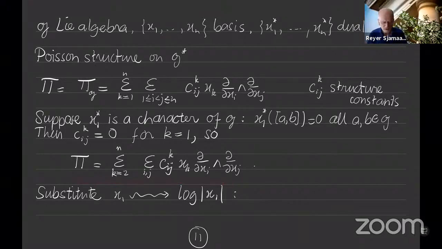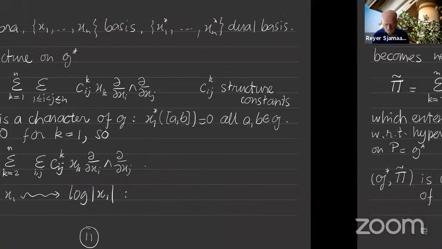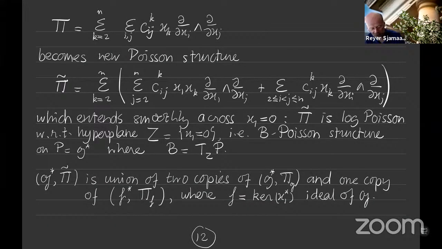Okay. Now what I'm going to do is, in this formula, make a substitution. I'm going to leave all of the variables alone, except the x1 variable. I'm going to replace x1 by log of x1. And what you get is this. Your Poisson structure becomes this new Poisson structure, pi tilde, where d/dx1 becomes x1 d/dx1. That's the only thing that has changed. So this is your new Poisson structure.